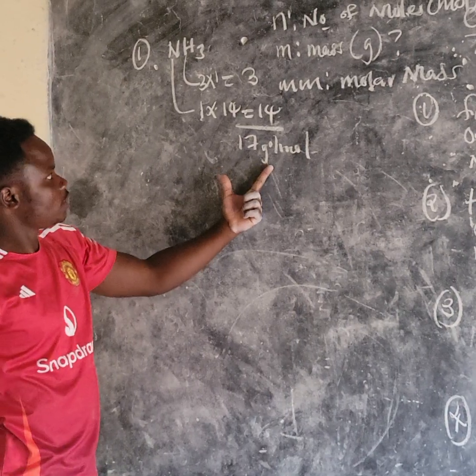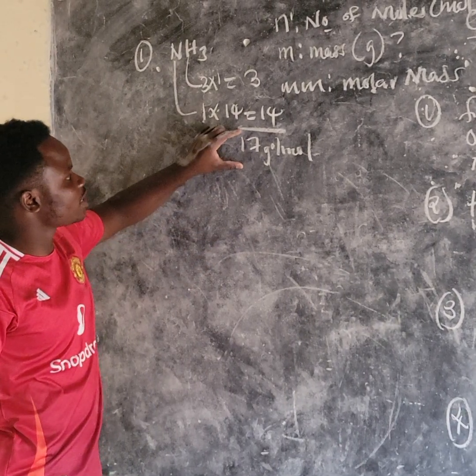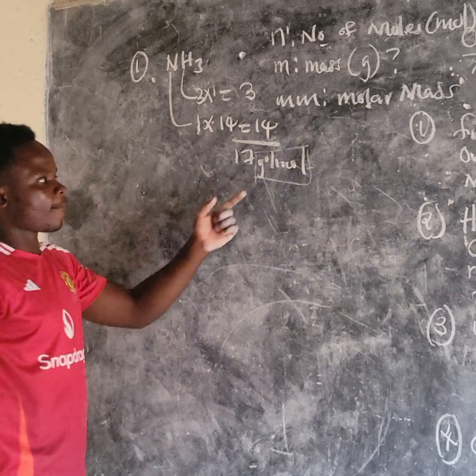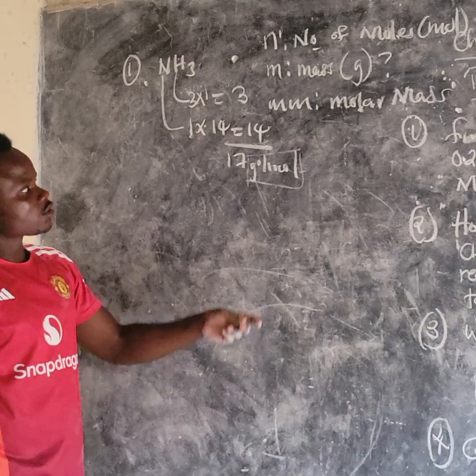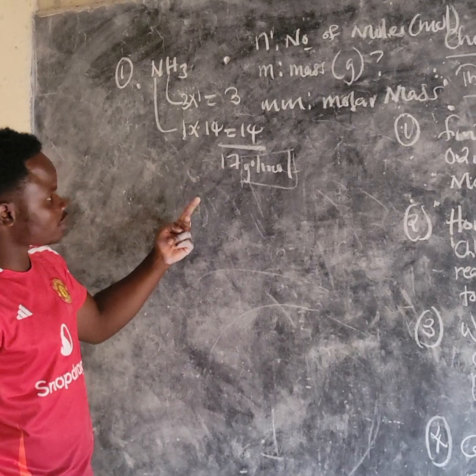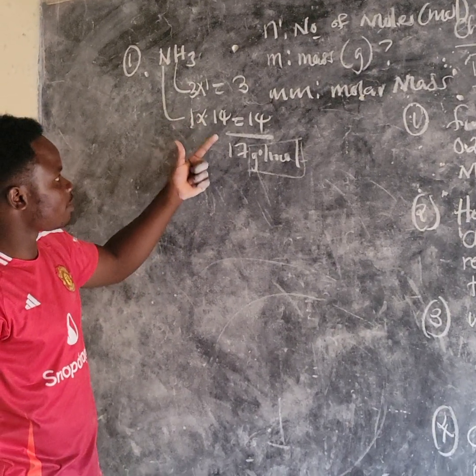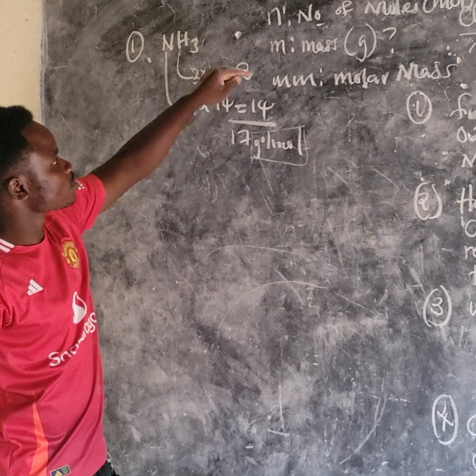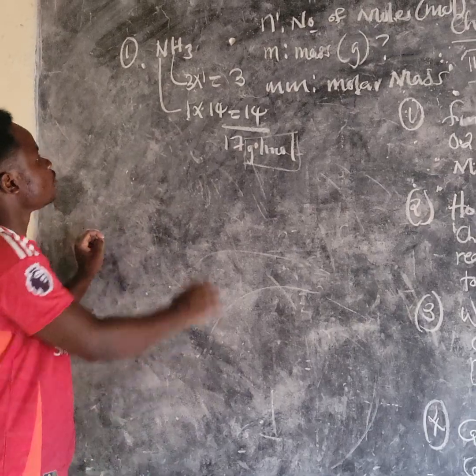This one is the molar mass. But if they tell you to find the relative molecular mass, you don't have to put the SI unit. So now, since we have the molar mass, and we also have the number of moles, which is 0.2, we can apply the formula.